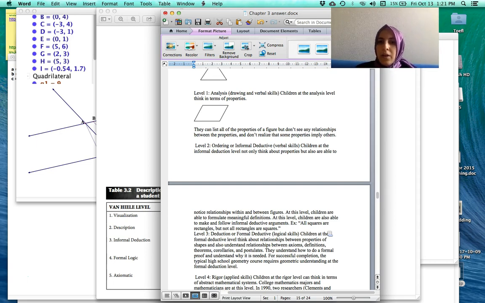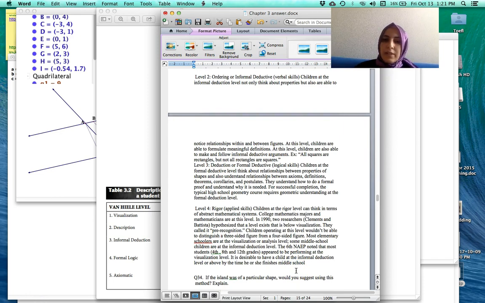Level 3. Deduction or formal deductive logical skills. Children at the formal deductive level think about relationships between properties of shapes and also understand relationships between axioms, definitions, theorems, corollaries, and postulates. They understand how to do formal proof and understand why it's needed. For successful completion, the typical high school geometry course requires geometric understanding at the formal deductive level.